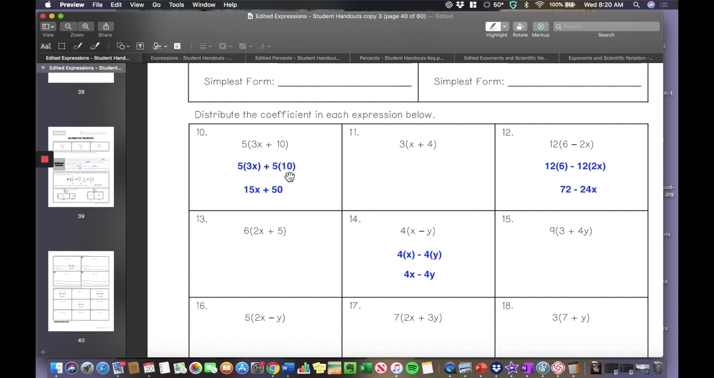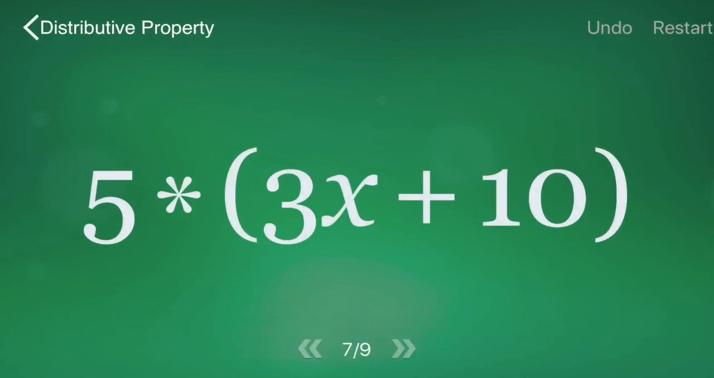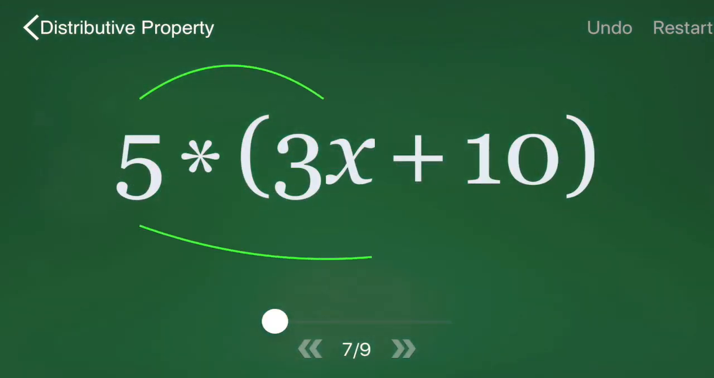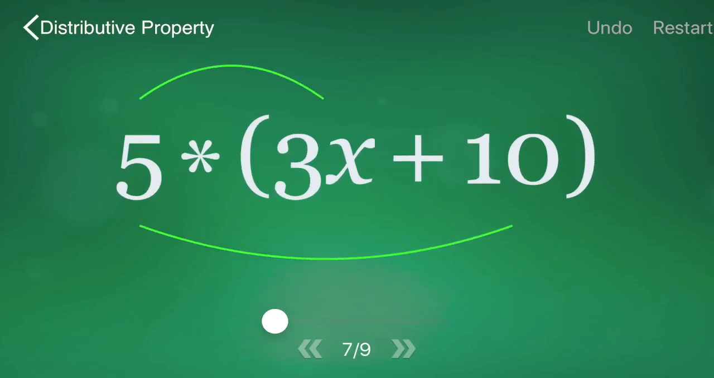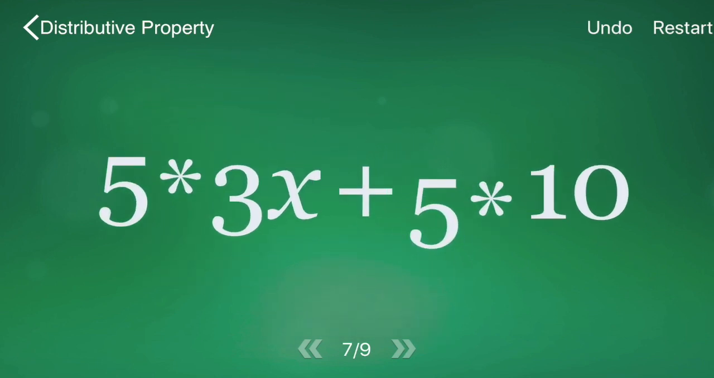So it's 5 times 10. And simplified form is 15x, which is 5 times 3x. It's 15x. And then 5 times positive 10, which is 50. So I have 15x plus 50. So again, I'm going to take that 5 on the outside, multiply it by each of the terms on the inside. So it's going to be 5 times 3x, and then 5 times 10.